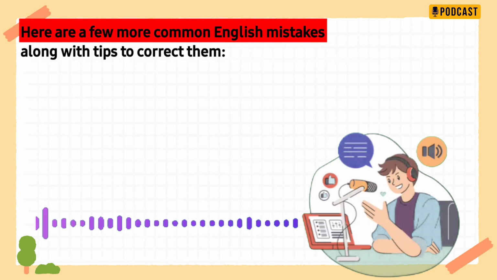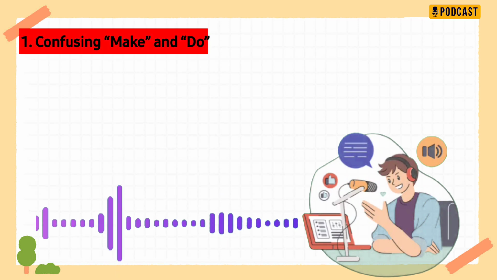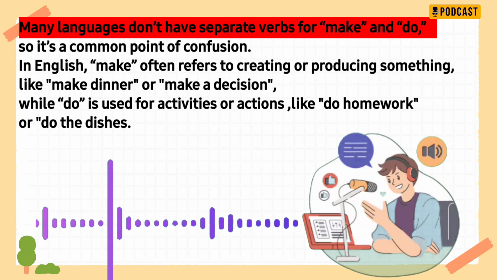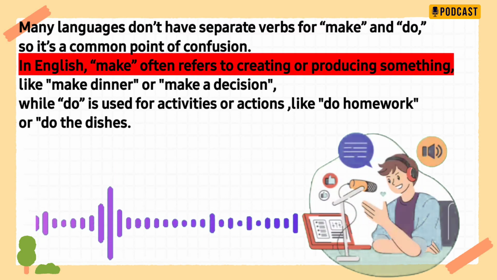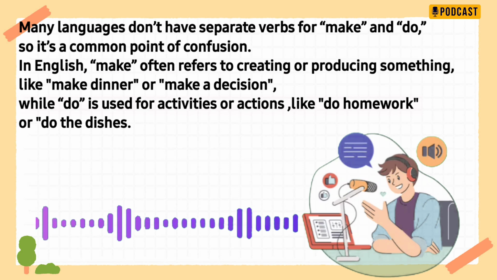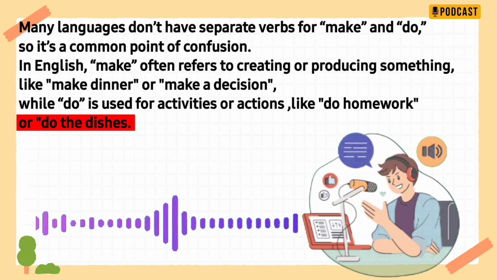Here are a few more common English mistakes along with tips to correct them. 1. Confusing make and do. Many languages don't have separate verbs for make and do, so it's a common point of confusion. In English, make often refers to creating or producing something, like make dinner or make a decision, while do is used for activities or actions, like do homework or do the dishes.